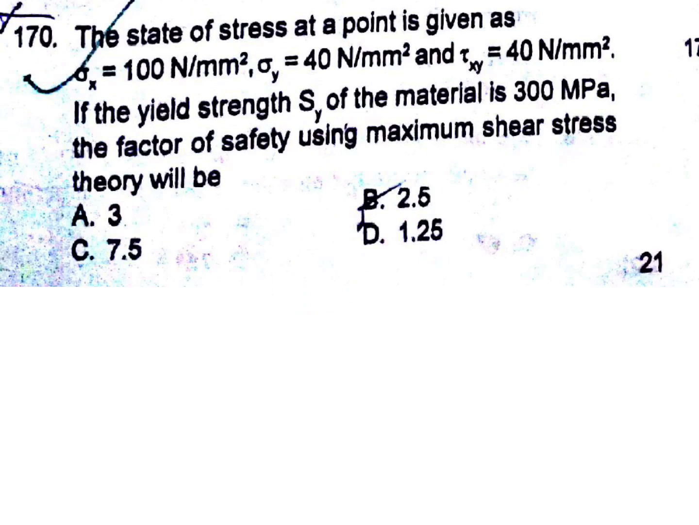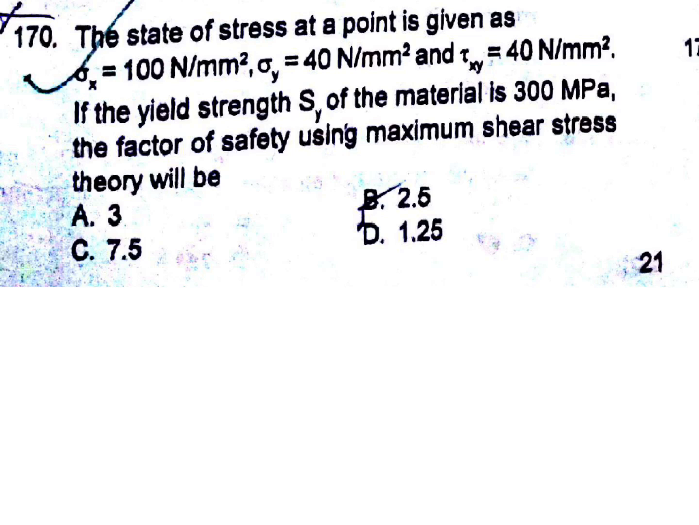The state of stress at a point is given as sigma x equal to 100 Newton per mm square, sigma y is 40 Newton per mm square and tau xy is 40 Newton per mm square. Yield strength is also given, Sy is 300 MPa or Newton per mm square. Using maximum shear stress theory, you have to calculate the factor of safety.